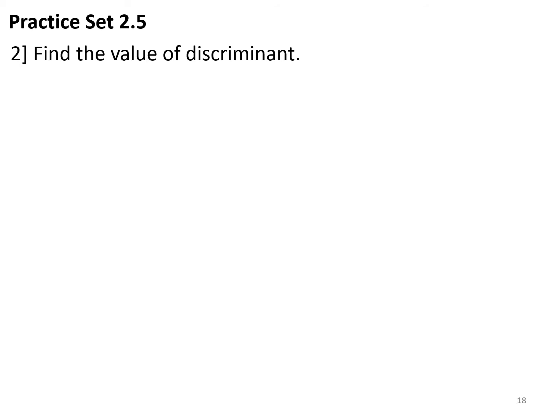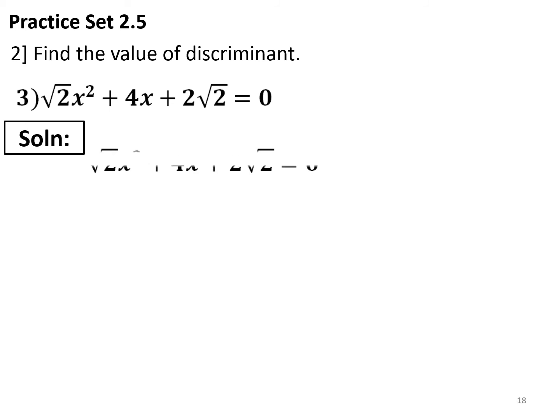Let's move to the next exercise now. Practice set 2.5. Question 2. Find the value of the discriminant. First equation, the third question. Root 2 x square plus 4x plus 2 root 2 is equal to 0.